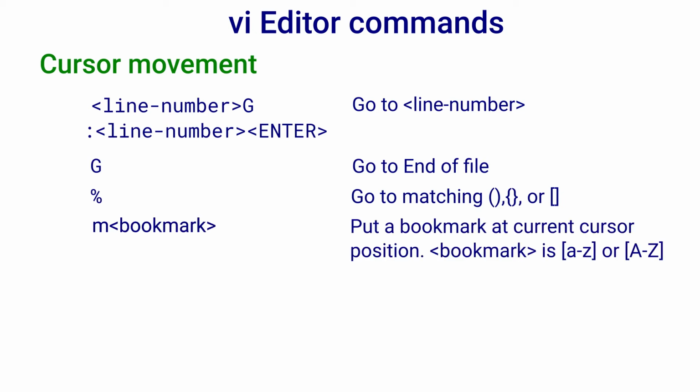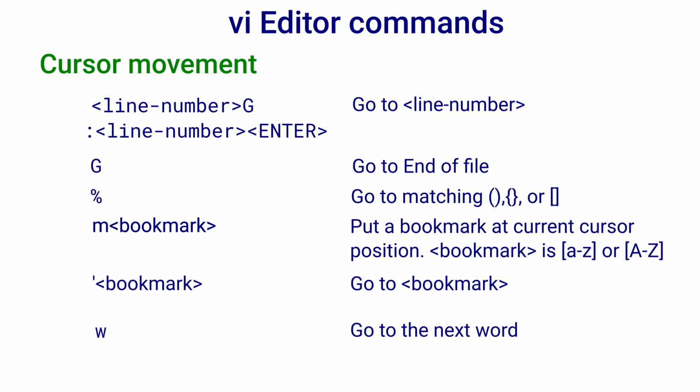We can put a bookmark in a file with m bookmark command. Bookmark is a single alphabetic character. The lowercase bookmarks are local to a file. Uppercase bookmarks are global to the set of files open in the editor. You can go to a particular bookmark with a single quote bookmark command. And with the W command, you can go to the next word.